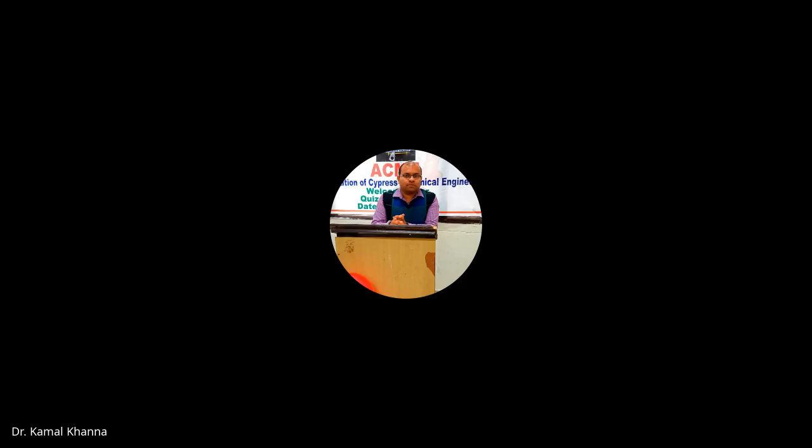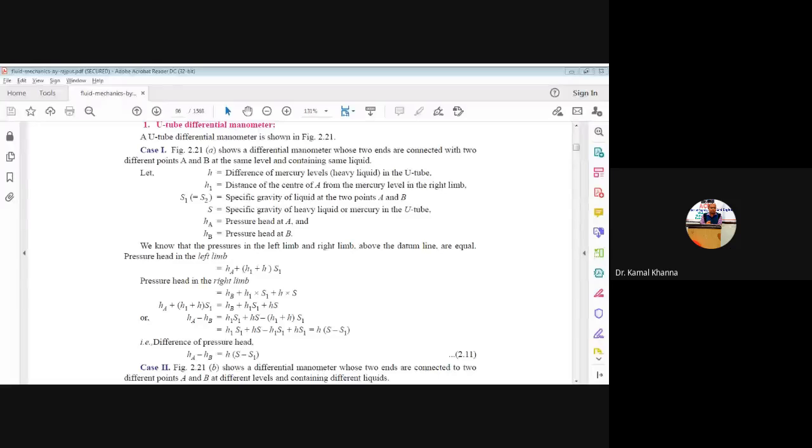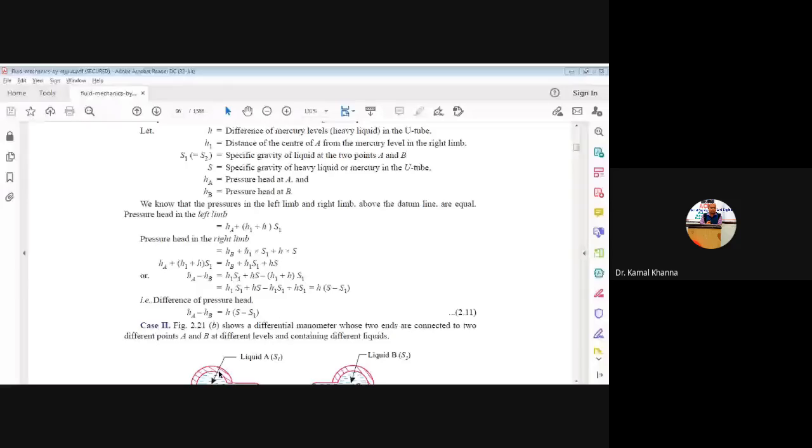We were at the simple manometers in the previous class. So now we will have the differential manometer, that is the U-tube differential manometer, as shown in the figure. You can see the figure in the slide also. So this is the figure of the U-tube manometer. You can see both the points are where the pressure difference is to be measured.